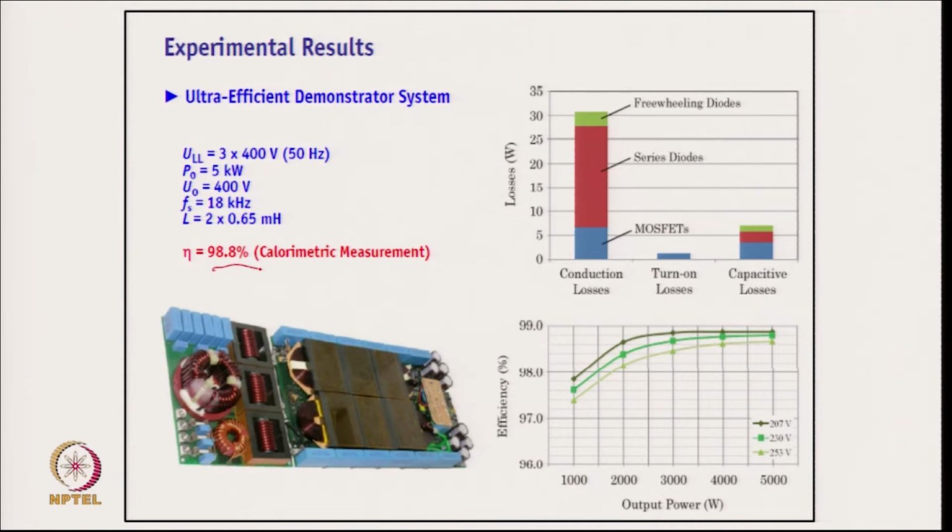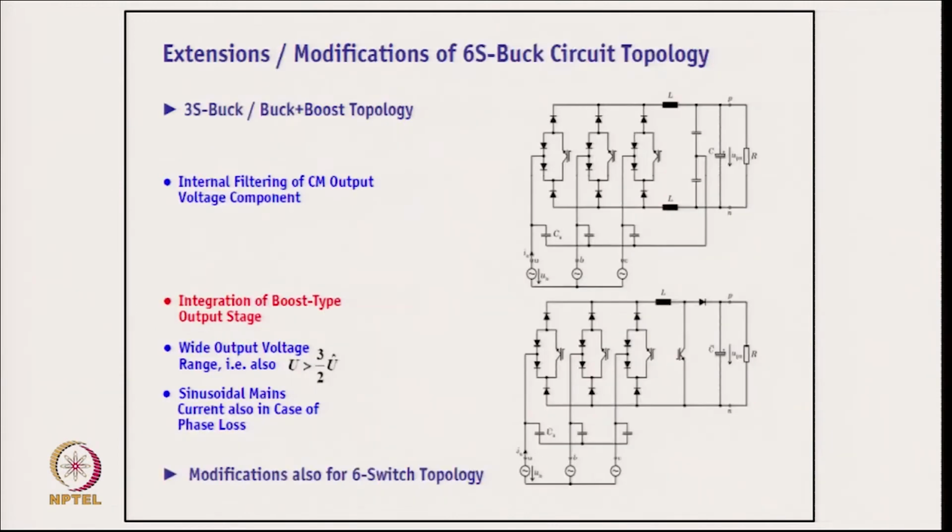So, you are able to get quite good efficiency of 98.8% in this converter also, and this is an extension of your 3 switch buck boost topology. Here you can see you are using the buck converter here and this is the boost converter. So, it is a 3 phase buck, so that you get the sinusoidal current on the supply side, followed by the boost.